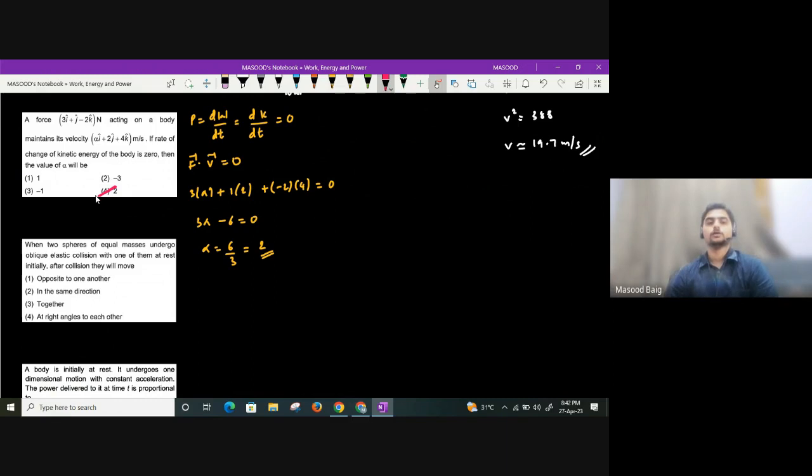Clear, all of you? Rate of change in energy, rate of change in work, nothing but power. If power is 0, it means I can write F bar dot V bar will be 0. So if you do dot product of force and velocity, we will get alpha value as 2, guys. Understood, everyone? Yes or no?